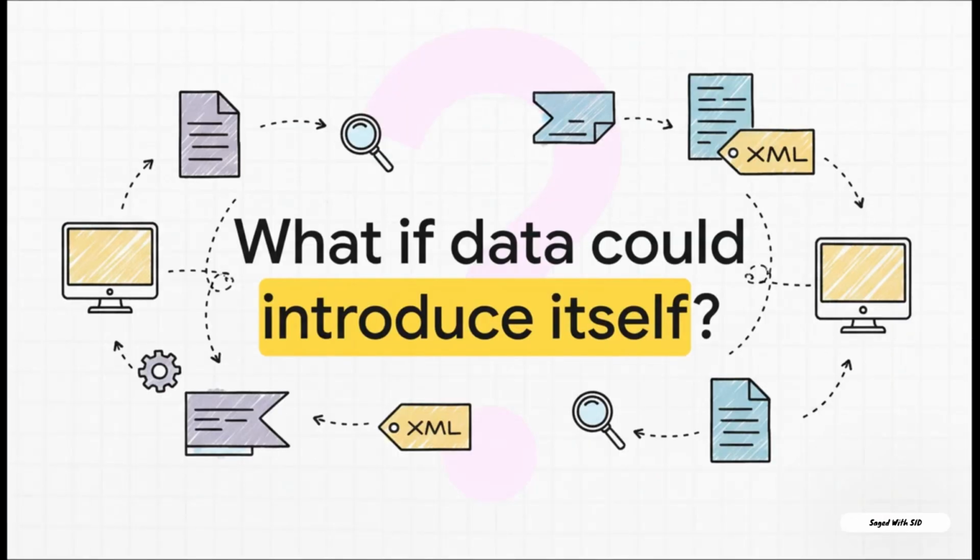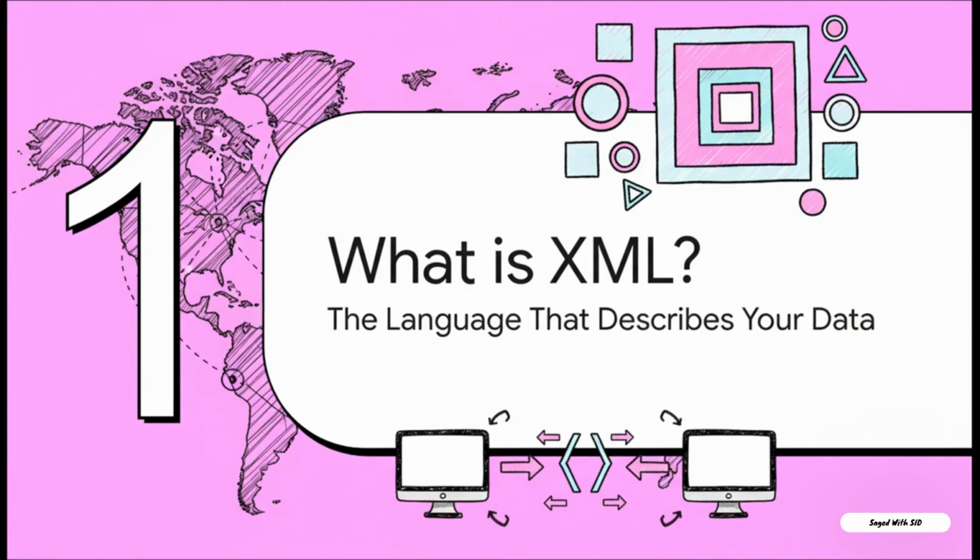So how does this hidden language actually pull it all off? Well, to get it, we need to ask a really simple question. What if data could just introduce itself? What if a piece of information could show up and say, hey, here's who I am, and here's what I mean? Just hang on to that idea, because it's pretty much the key to understanding everything about XML. All right, let's dive right in.